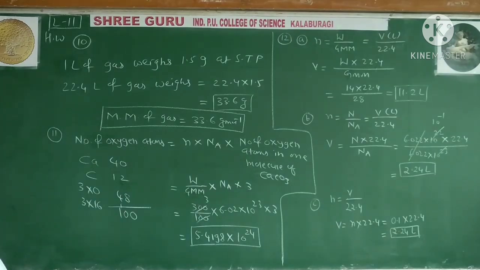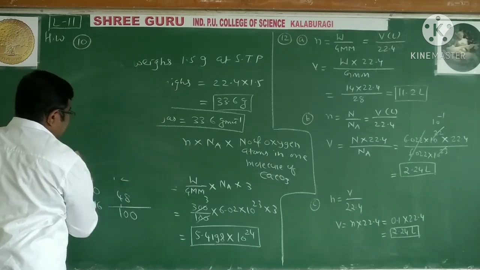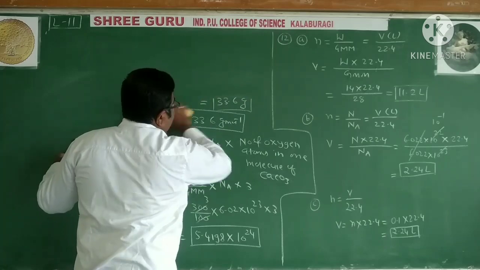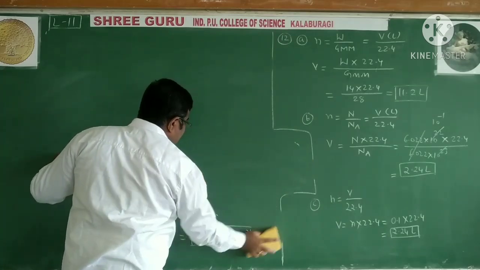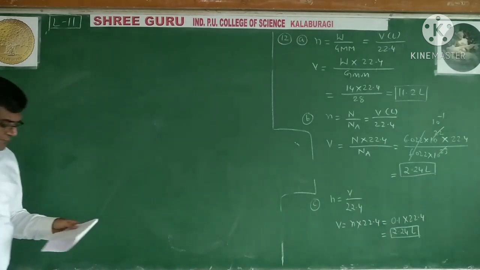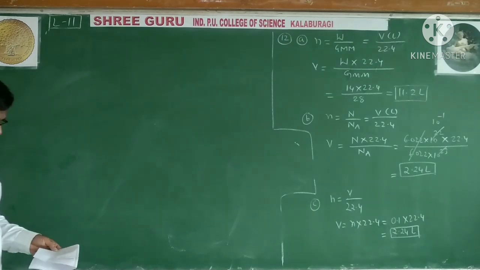Now one more homework I have given. The space was not sufficient, that's why I have not solved this. Now we will solve this. The last one, question number 13. In that, we have to calculate the atoms of each type in 33.42 gram of sucrose.